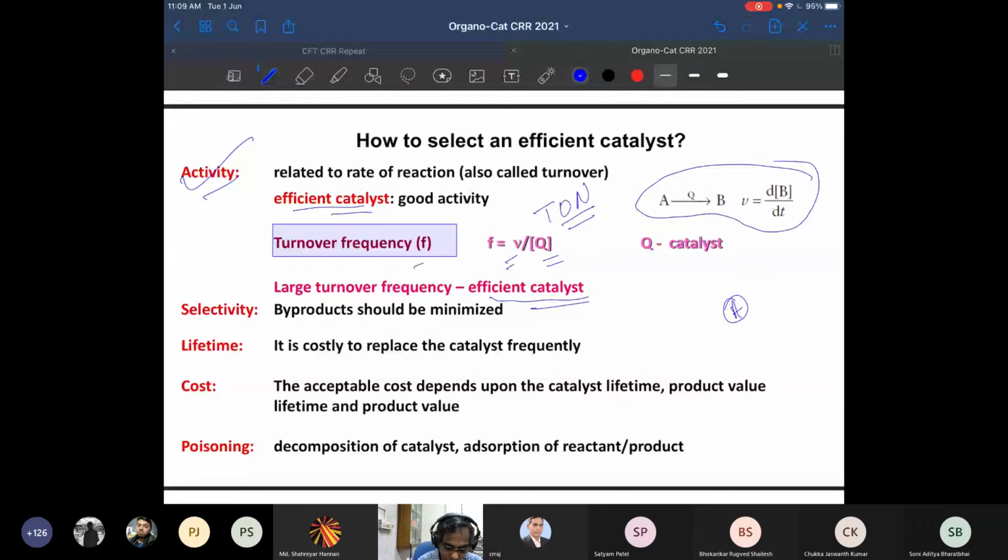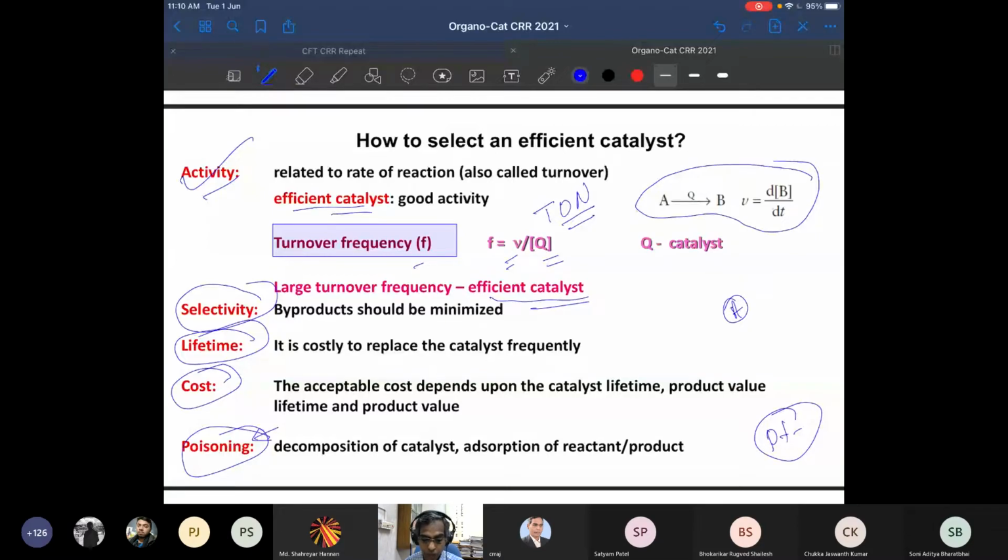Then the second one is selectivity, then lifetime, and cost. Of course, poisoning: a platinum catalyst will undergo poisoning, usually through irreversible binding. Of course, selectivity, everybody needs selective oxidation or selective reduction. And then how long this catalyst will be stable and how expensive the catalyst is. All these determine the catalytic activity.